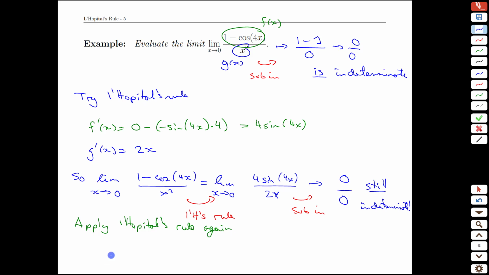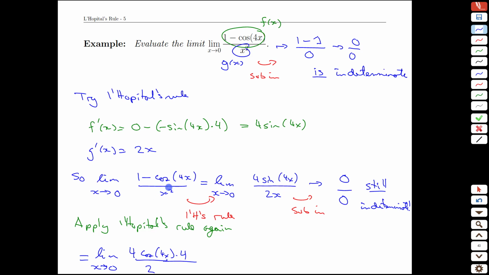And this time I will do the calculations a little more shorthand. We'll take the numerator and ask what its derivative is. Actually, let's do the denominator first. The denominator is 2x. Its derivative is just 2. The numerator is a bit more complicated. It has a 4 multiplier. Then the derivative of sine is cosine. 4x stays the same inside. And then the 4x gives us another 4 multiplier.